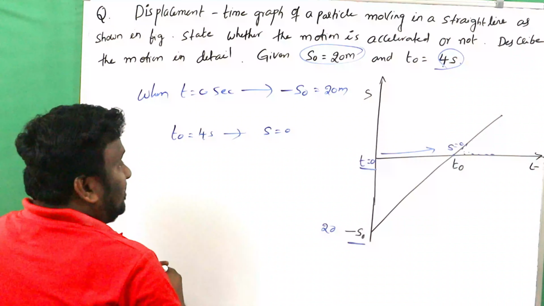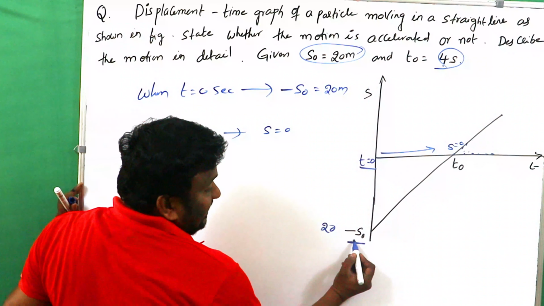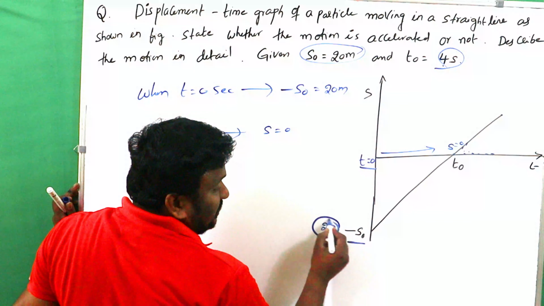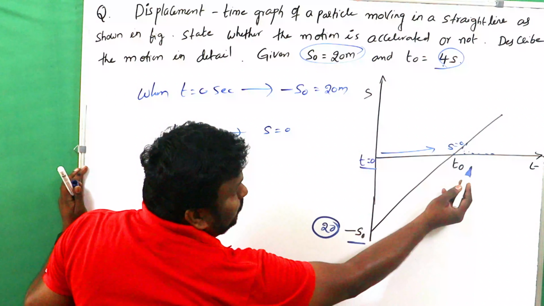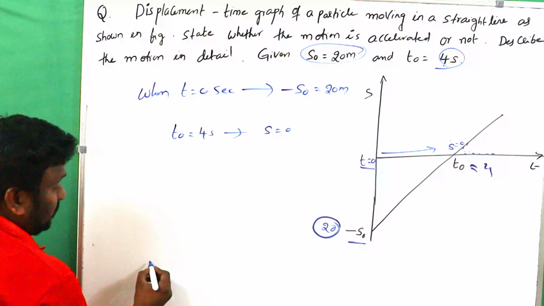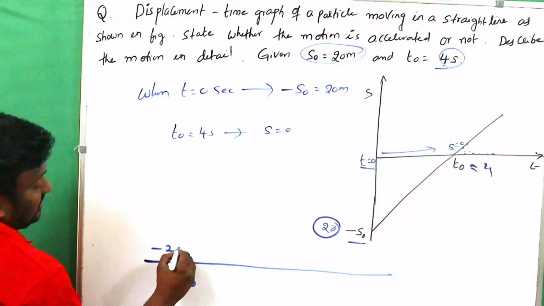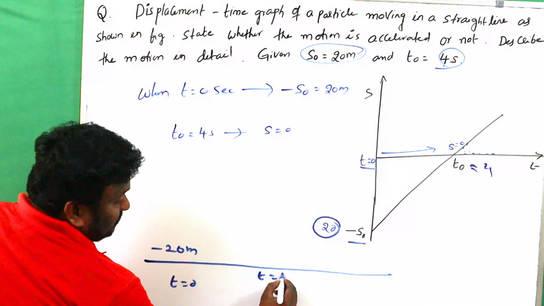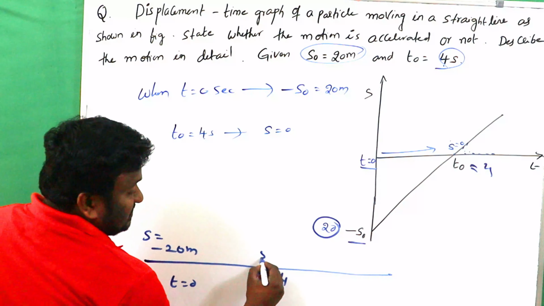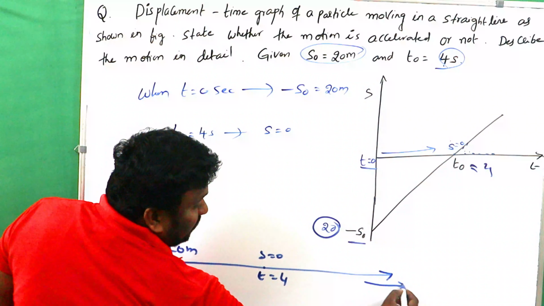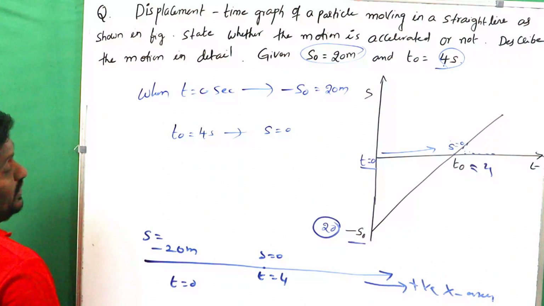To understand that, simply here we have to draw this one. What was given? When t is equal to 0, S naught is 20 meters, and that is minus 20 meters. When time t is equal to 4 seconds, it is 0 meters. That means we have to show it like this. When t is 0, it is minus 20 meters. When t is 4 seconds, the displacement is 0. So here S is minus 20, here S is 0. That means it is moving towards the positive x-axis. The particle is moving along the positive x-axis.